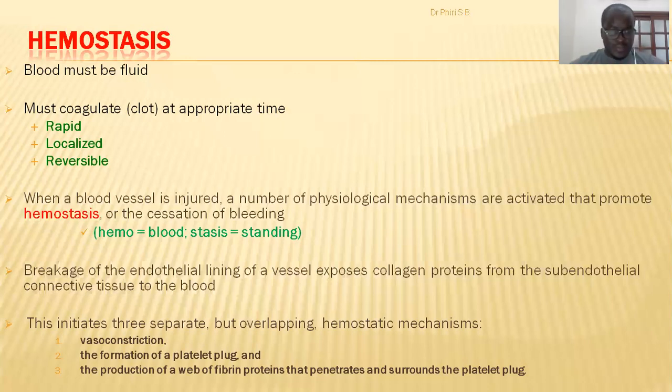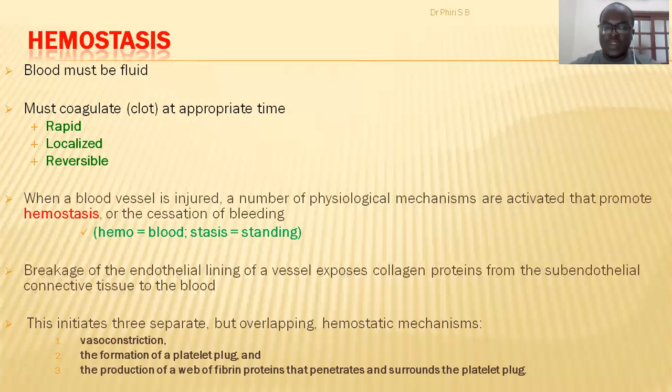Then after that, you're going to have the formation of the platelet plug. This platelet plug is facilitated by the exposed collagen. The initial platelets will go and bind and be activated. Once activated, they start releasing the substances contained within the alpha granules and also the dense granules. That will start attracting and activating other platelets to attach to the platelets, forming the platelet plug.